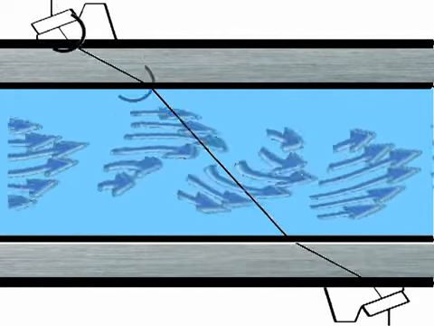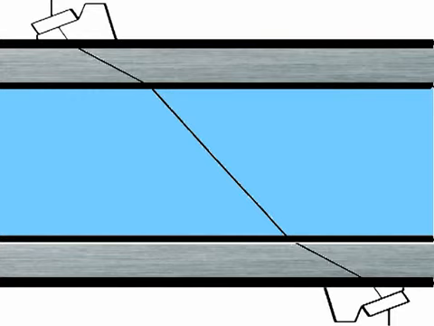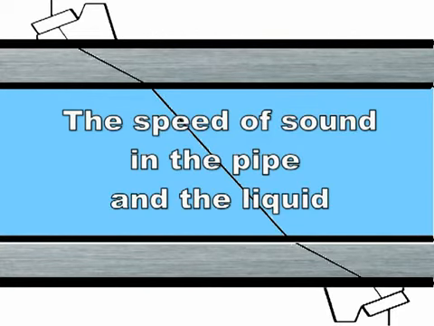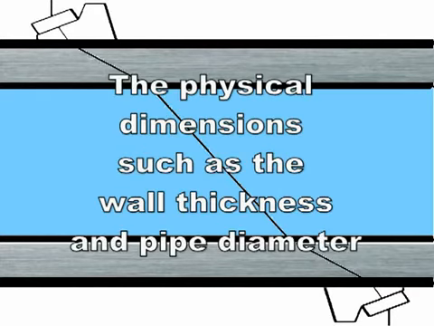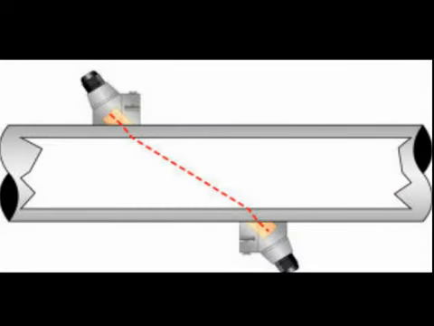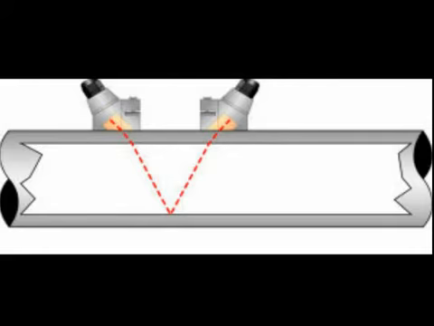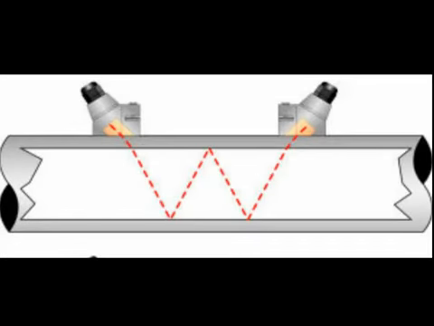of any obstructions. We need to know the speed of sound in the pipe and the liquid for the refraction angle calculation, and the physical dimensions such as the wall thickness and pipe diameter. Also, because of the mechanical considerations in mounting the transducers, we can extend the path of the ultrasonic signal: a single traverse, a double traverse, and finally a 4 traverse.